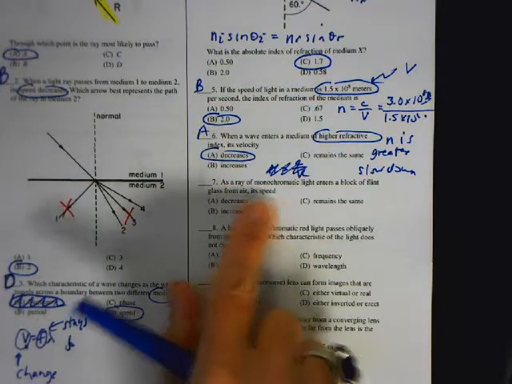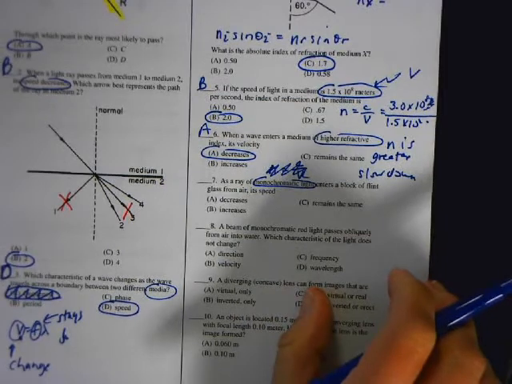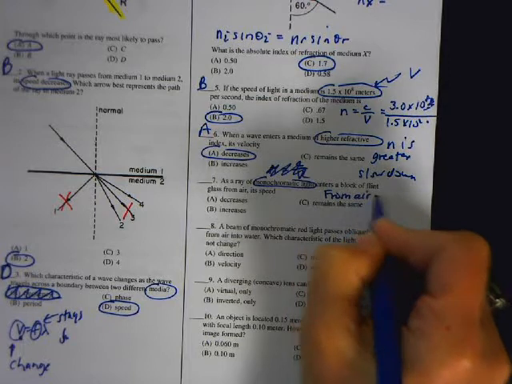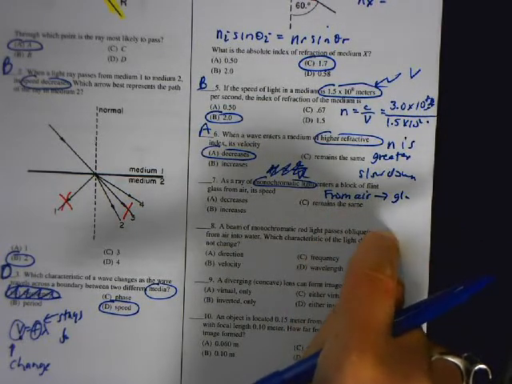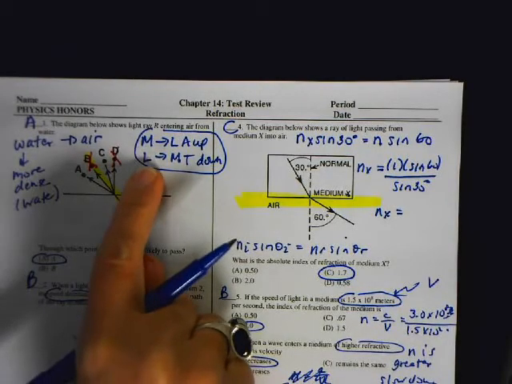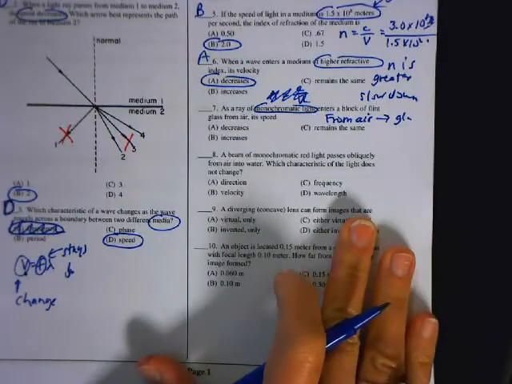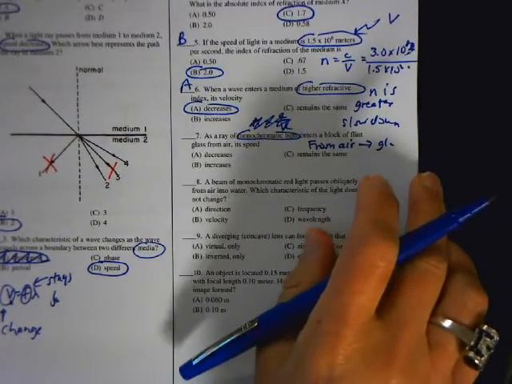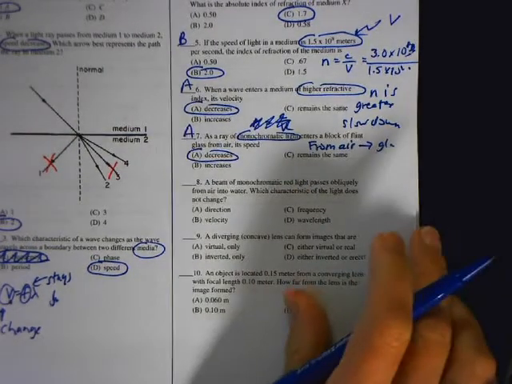As a ray of monochromatic light, so remember that's only one wavelength, enters a block of flint glass from air. So it's going from air to glass. So it's going from a less dense to a more dense. So when it goes from a less dense to a more dense, let's look up here. Less dense to more dense, it's going to slow down. So that's why that MLA up, that is something you definitely need to know for the test, because how many questions have we had on that so far? That's 4.